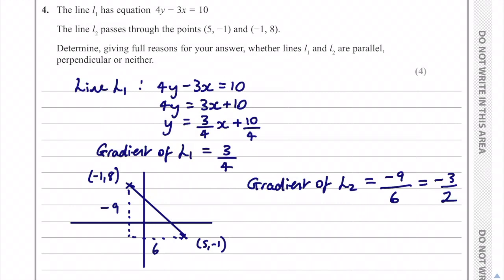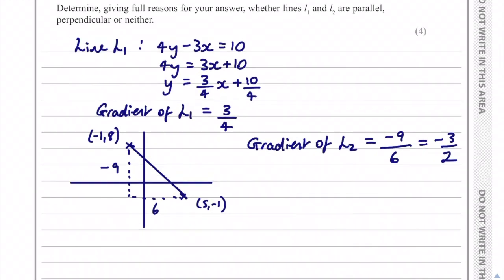If they were parallel, then they would have the same gradient. So we can say that L1 and L2 are not parallel. And then to work out whether they're perpendicular, we need to see whether one of the gradients of the lines is the negative reciprocal of the gradient of the other line. So the way we can do that is if we multiply the 2 gradients together and we get an answer of -1, that shows that the 2 lines are perpendicular.